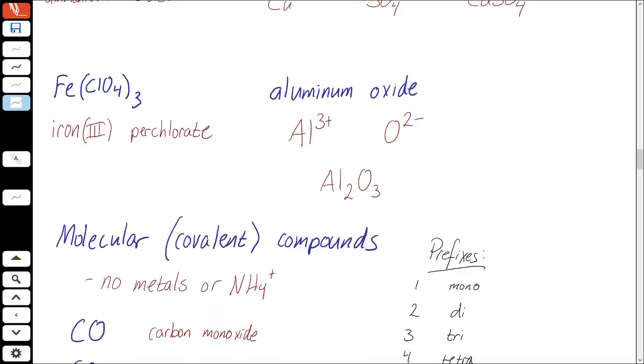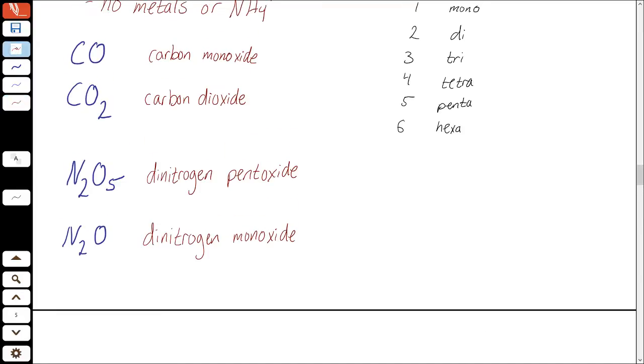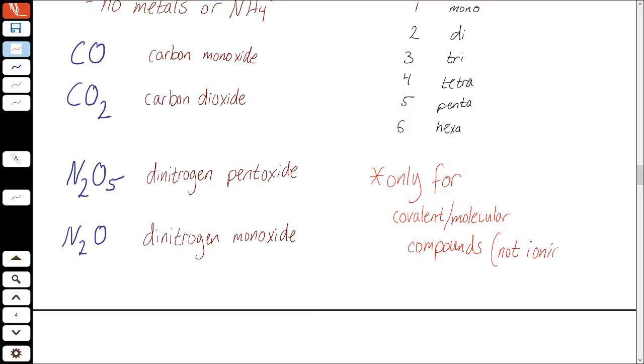So please remember, this type of naming is only for covalent or molecular compounds. So when you have ions, you can't use the prefixes. You can't name things in this way.